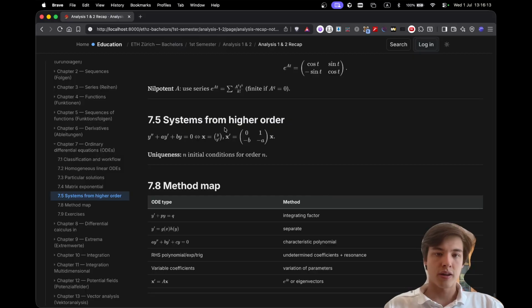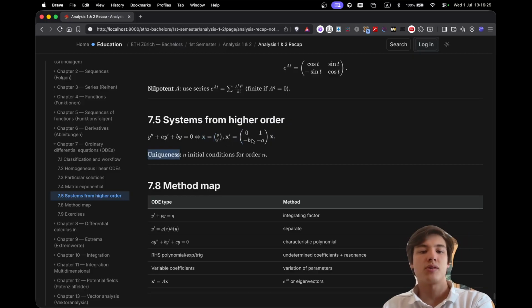Systems of higher order. And write x as this, and then we get the x prime to be this, and then we can solve it. And it shows the uniqueness of the solution as well.